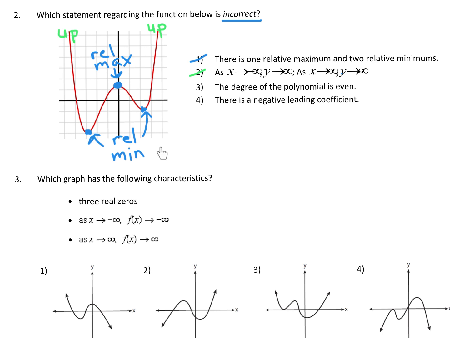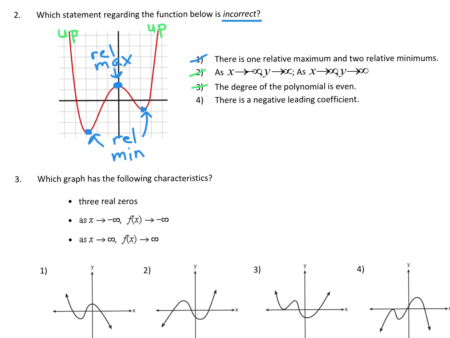The only way it would be odd is if we had one, like let's say the left end of our graph opening down and the right opening up, or vice versa. So since this is opening in the same direction, up and up, we could say this is even, so that's true. Okay, so choice 4 is going to be our answer then, and let's just take a look at it. There is a negative leading coefficient.